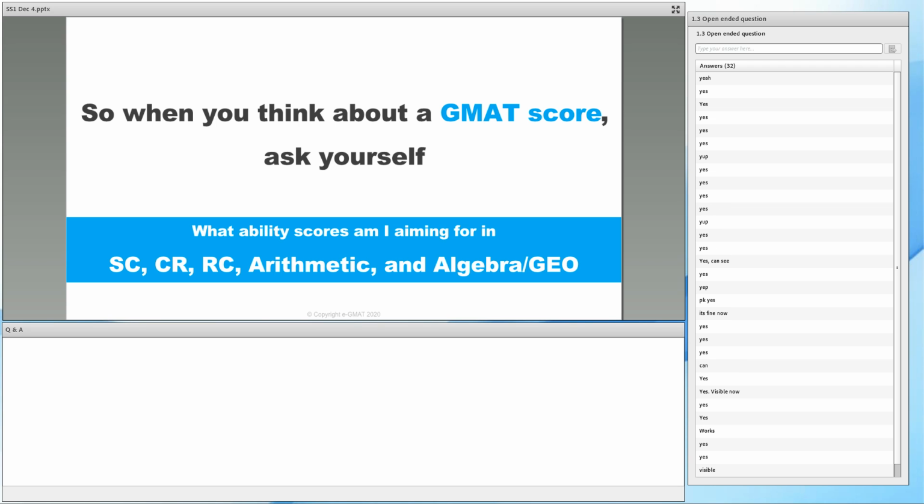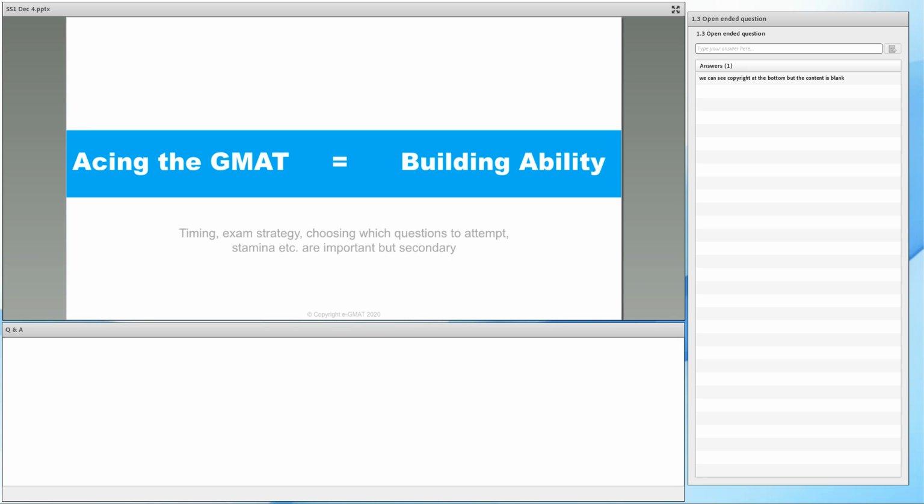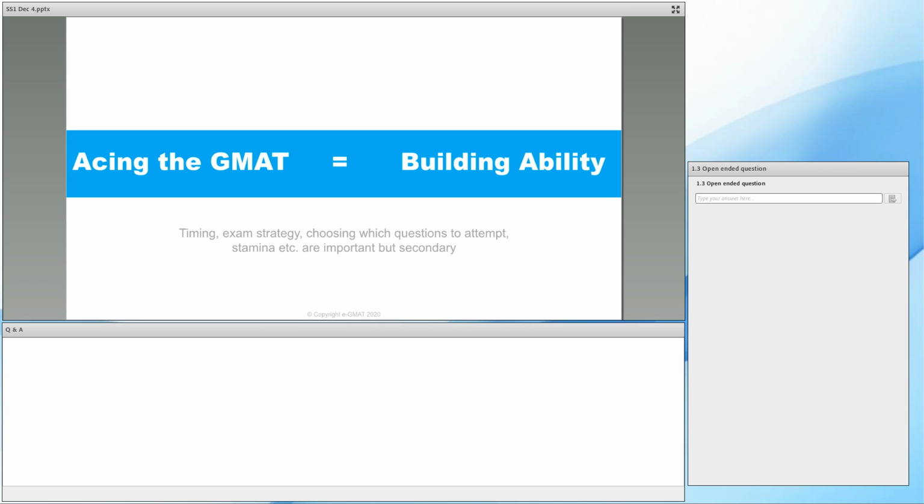Yeah, resetting fixes web applications as well, not just Windows. All right. So bottom line, which abilities are you aiming for? You're aiming for abilities in SC, CR, RC, arithmetic, and algebra. So preparing for the GMAT is actually these 5 individual preparations. Well, I think pretty much everyone can see this now. If a few of you are seeing a blank slide, then just join again. The problem will sort itself out.